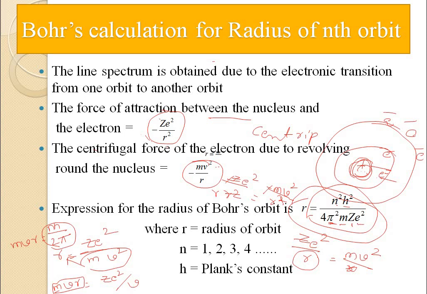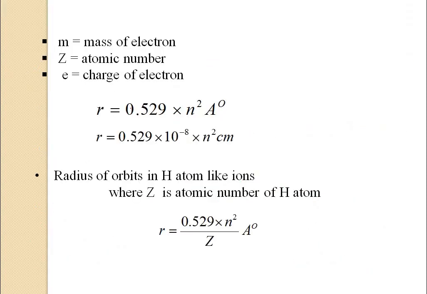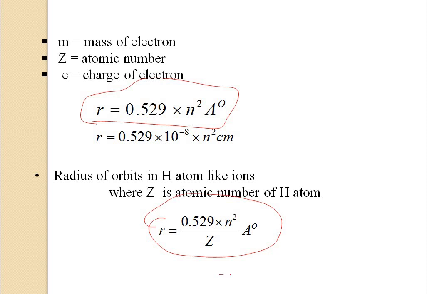So overall, if you substitute all these values, we get the overall formula r equal to 0.529 into n square by Z angstroms. Actually here it is n square by Z. If you are taking the hydrogen atom, then the formula is r equal to 0.529 into n square by Z angstroms, like we can consider. So this is the formula.